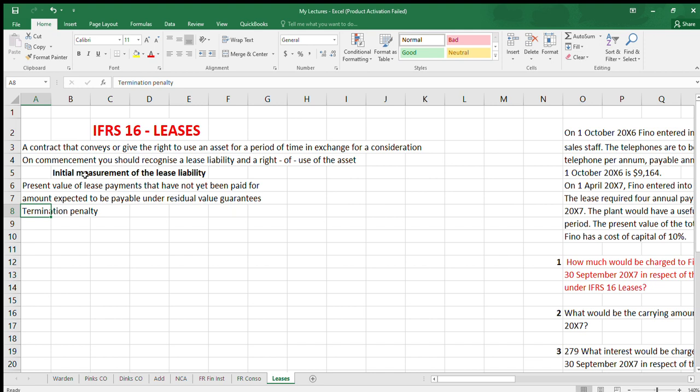So that's all. Now we have the initial cost of right of use asset.